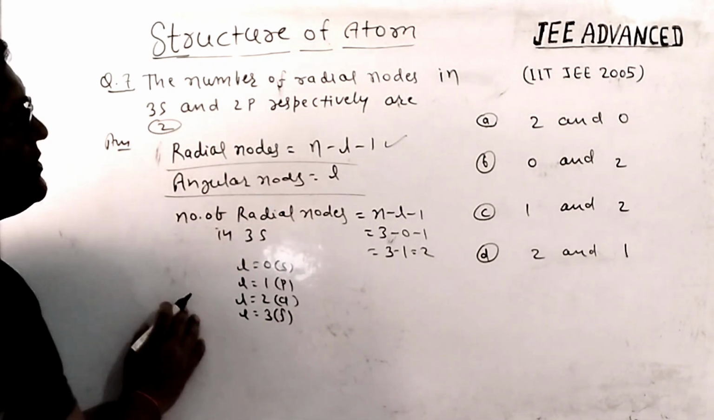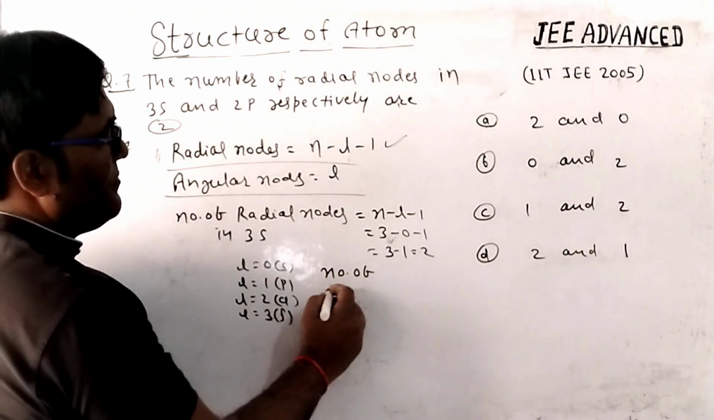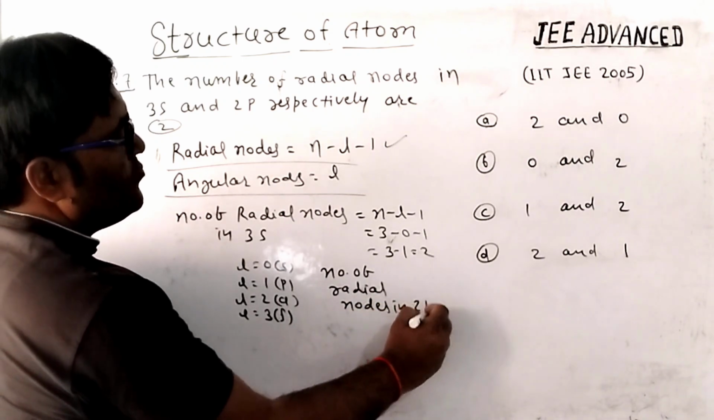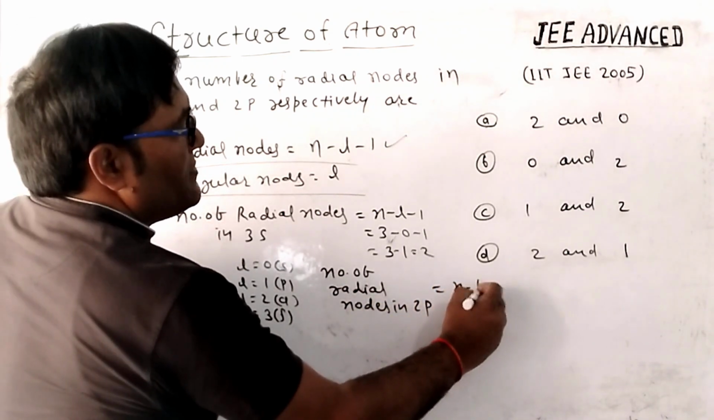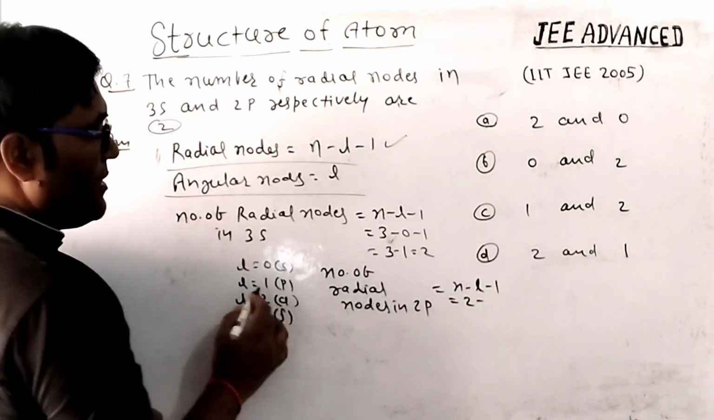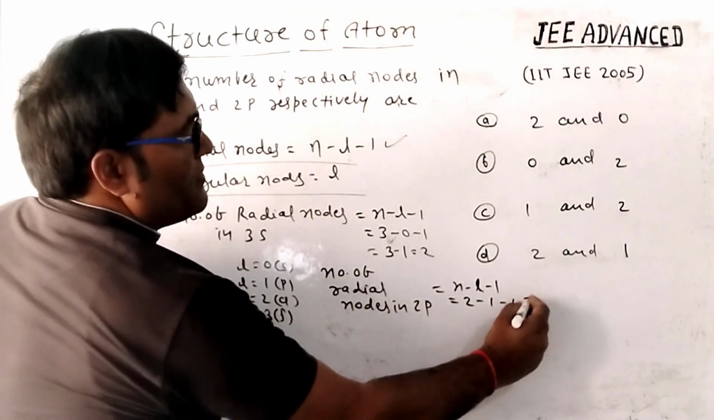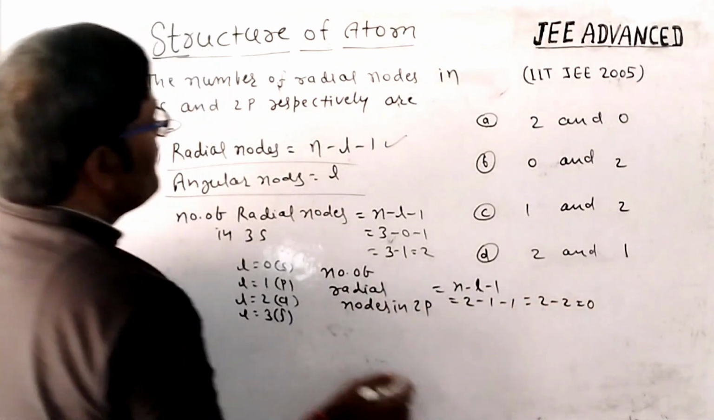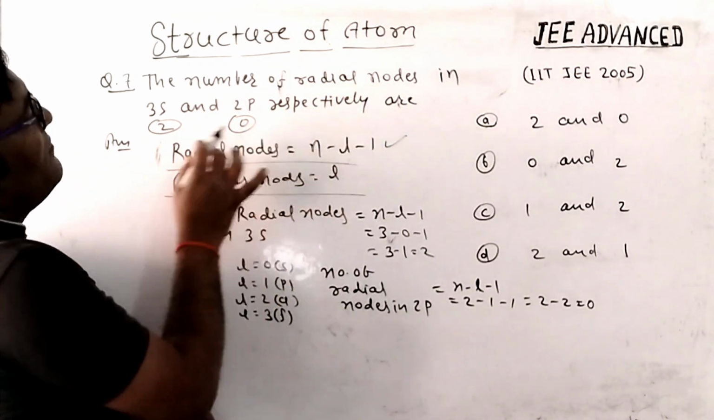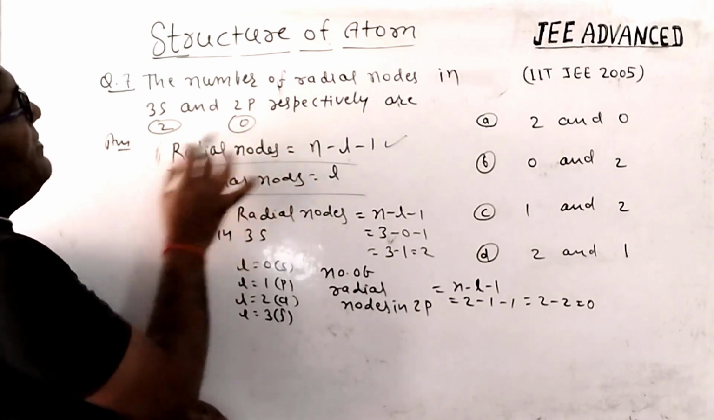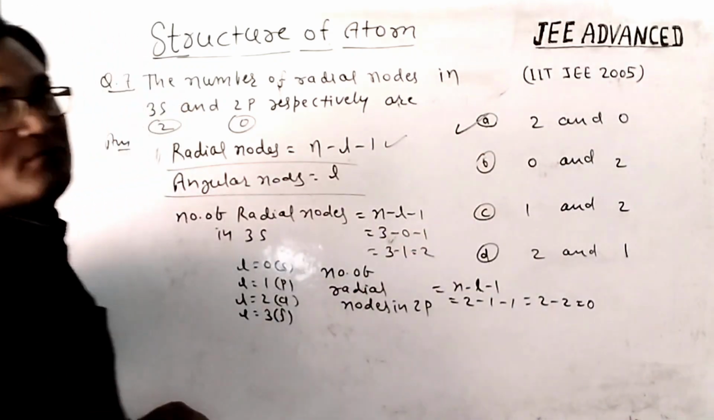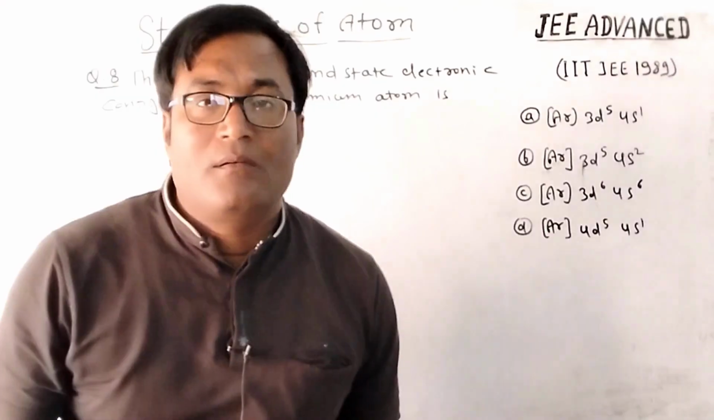Now in the case of 2p, the number of radial nodes in 2p is n minus l minus 1, n is 2, l is 1, so 2 minus 1 minus 1, 2 minus 2 is equal to 0. So 0. Now the answer is that the numbers of radial nodes for 3s and 2p respectively are 2 and 0. So according to the given options, option A is correct, 2 and 0. You can take a screenshot. Now I am going to solve question number 8.